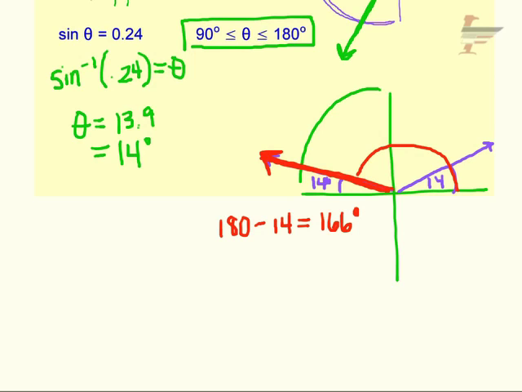And another quick check on your calculator, you might as well just double check. If you do the sine of 166, do you get 13.9, or no, sorry, 0.24. And just a quick check right now, I'm doing sine of 166, and I get a 0.24 or 19, blah, blah, blah. So I know that it worked out.